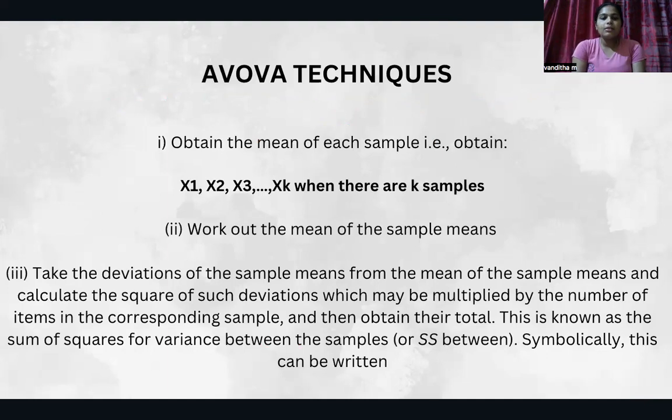Third step, take the deviations of the sample means from the mean of the sample means and calculate the square of these deviations, which are multiplied by the number of items in the corresponding sample, and then obtain their total. This is known as the sum of squares for variance between the samples. So first we calculate the square of the deviation, then multiply by the number of items in the corresponding sample, then we get the total.